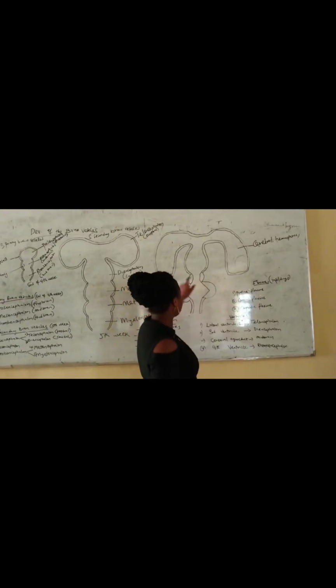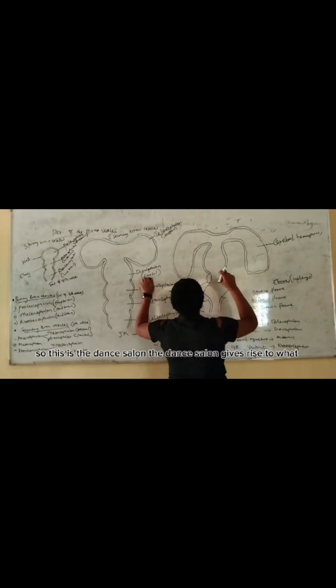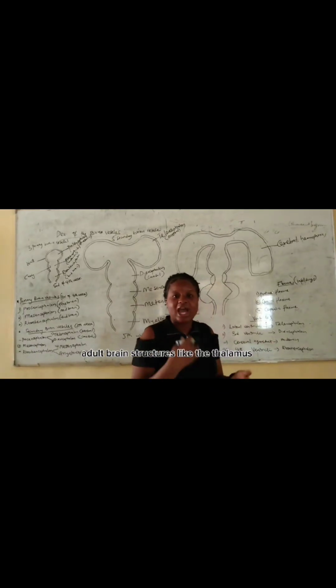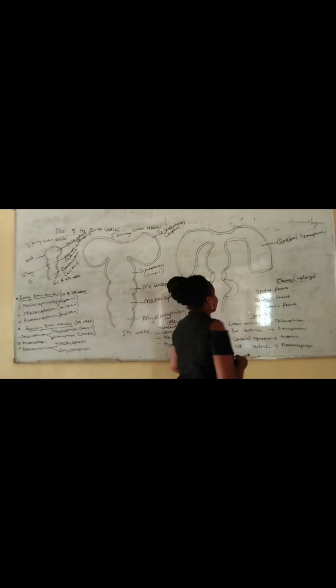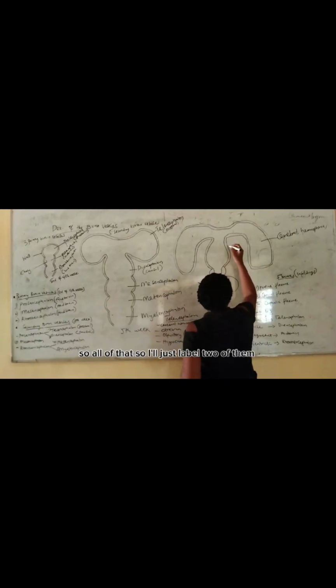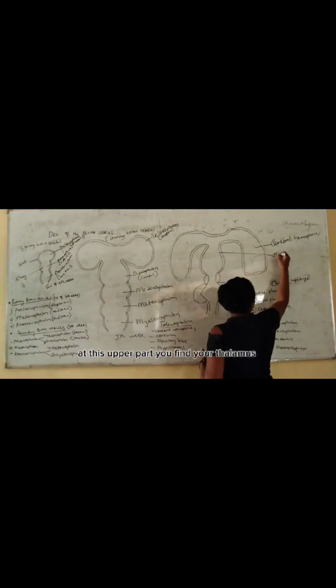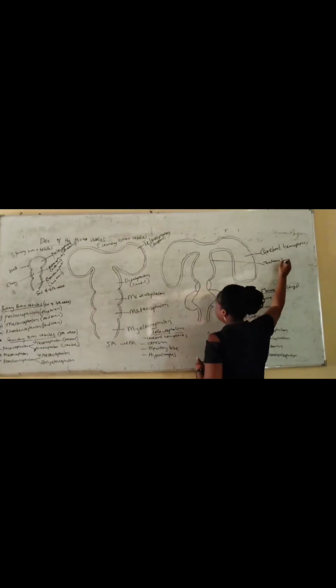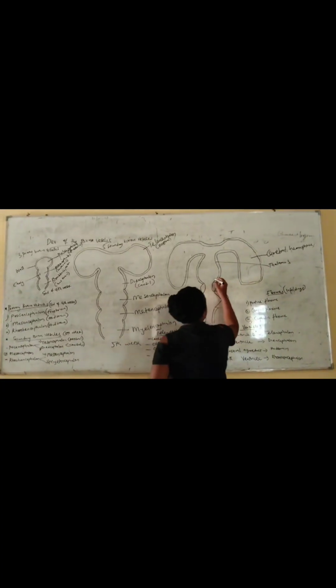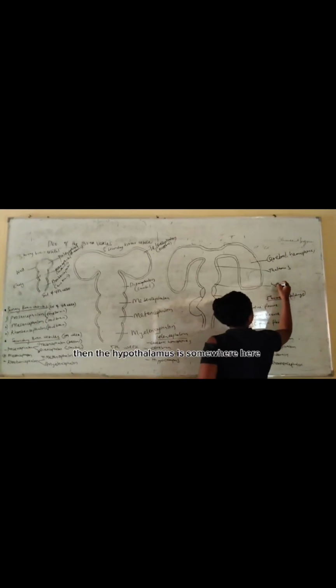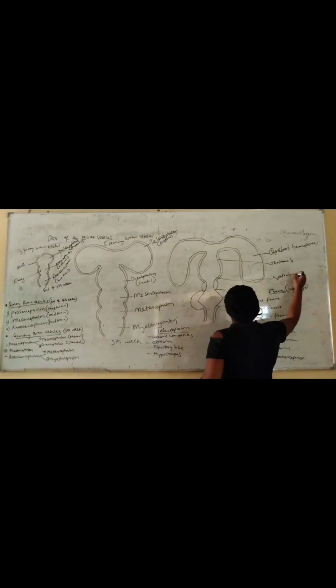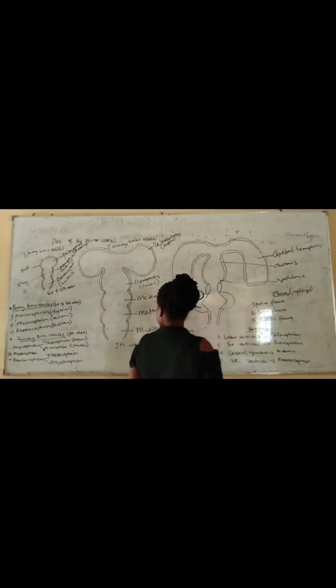Now the next we're talking about is the Diencephalon. So this is the Diencephalon. The Diencephalon gives rise to adult brain structures like the thalamus, the hypothalamus, the epithalamus, the subthalamus, so all of that. So I'll just label two of them. At this upper part you find the word thalamus. Then the hypothalamus is somewhere here. The hypothalamus.